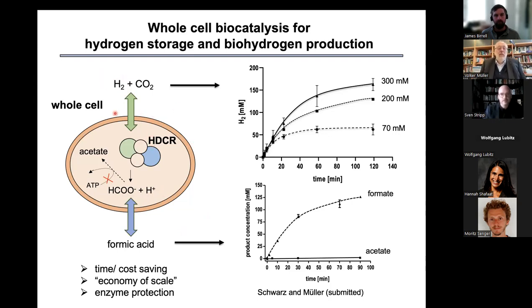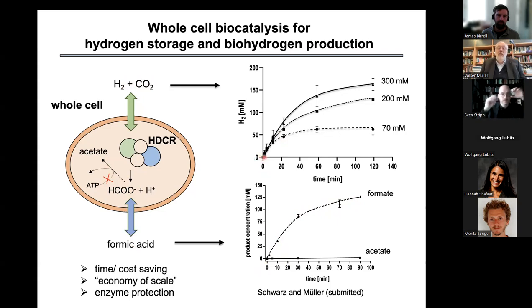So therefore, Fabian Schwarz developed a whole cell system in which we just have the HDCR enzyme, and it is decoupled from the rest of acetate formation, meaning here there's no acetate formation anymore. And if we decouple that, the whole cells work as ideal catalysts for reduction of CO2 to formic acid, and it's quantitatively converted to formic acid, and formic acid is excreted, as you can see here. Over time, the whole cell system produces formic acid, and it does it the other way around.